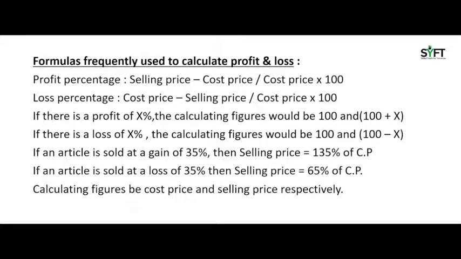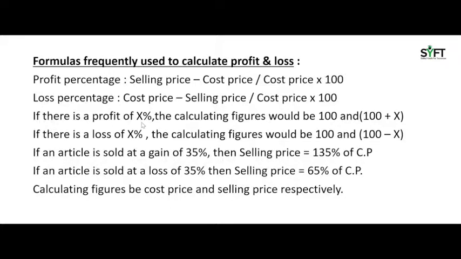Let's go through some formulas, and these formulas are very frequently used to calculate profit and loss. The first formula is profit percentage. The formula for that is selling price minus cost price. It is the formula of calculating normal profit also. So selling price minus cost price, divided by cost price, into 100. This will be the formula for profit percentage. Loss percentage is cost price minus selling price, divided by cost price, into 100 to calculate the loss percentage.